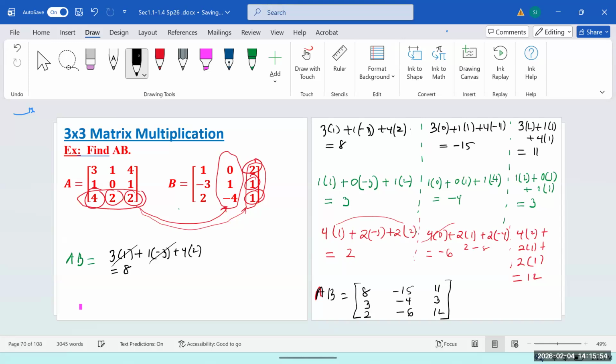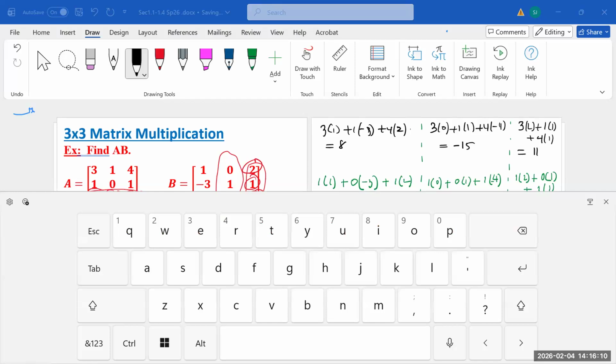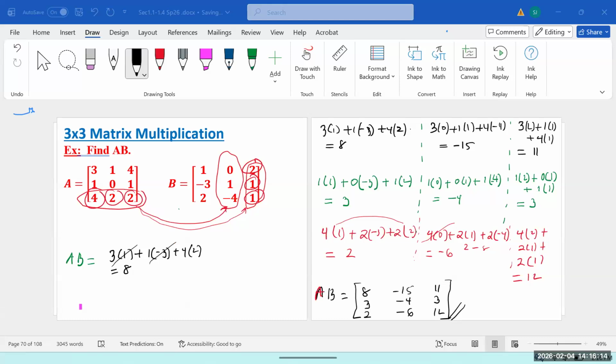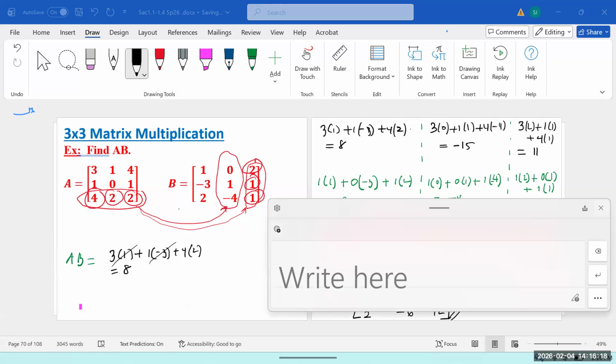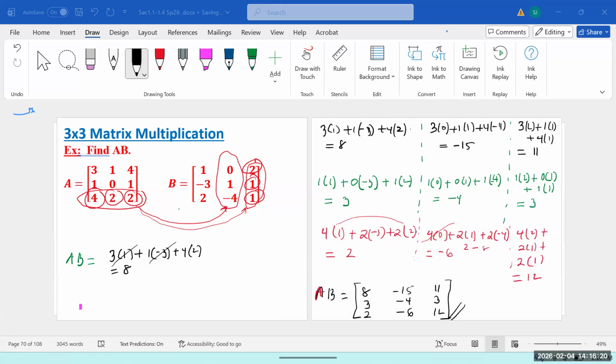A lot. So we multiplied AB and we got these results. Any question? Okay, no problem. Any question from anyone? No? So, that's how we do multiplication.